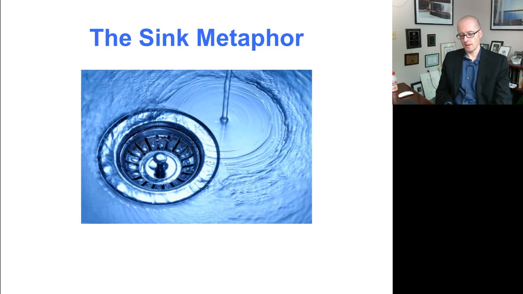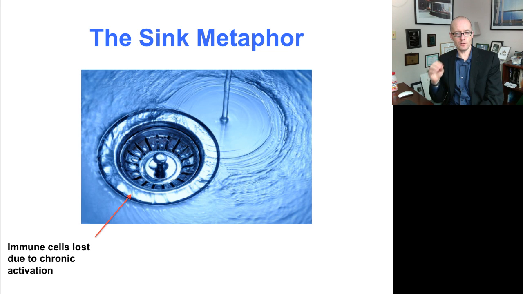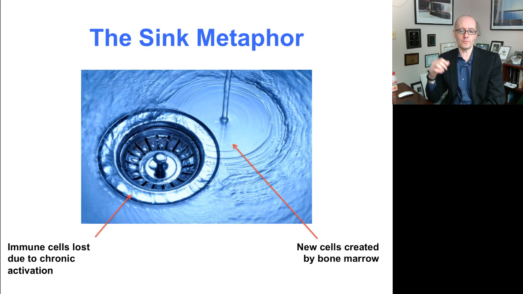Well, it turns out that it's like a sink. So you have partly the drain. You have immune cells that are filtering down the drain because of chronic immune activation and apoptosis. But there is actually water pouring into the sink. You've got new cells generated by the bone marrow, and incidentally, there is a fight going on against HIV. Some of those HIV-infected cells do die. There is some pushback against HIV.